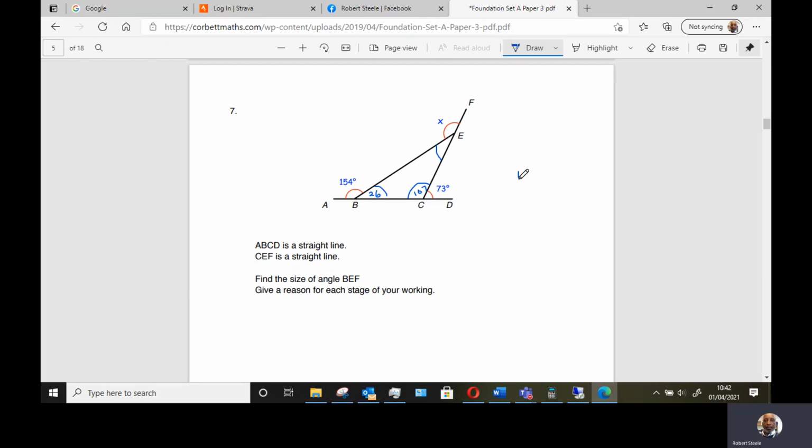So what have we got? We've got 107, and we've got 26. 133. Take that away from 180. That leaves you with 47, because the angle sum of a triangle is 180. Now you've got your 47 there. X is 133 degrees.